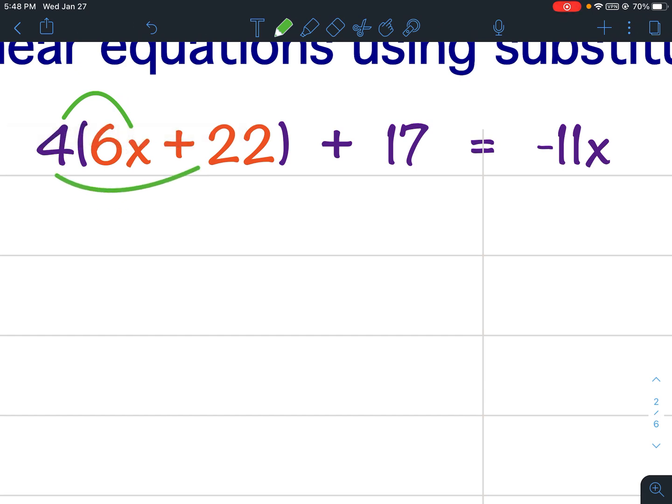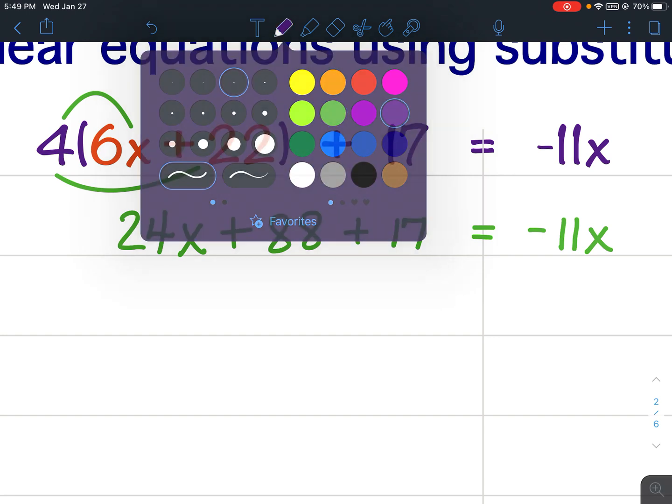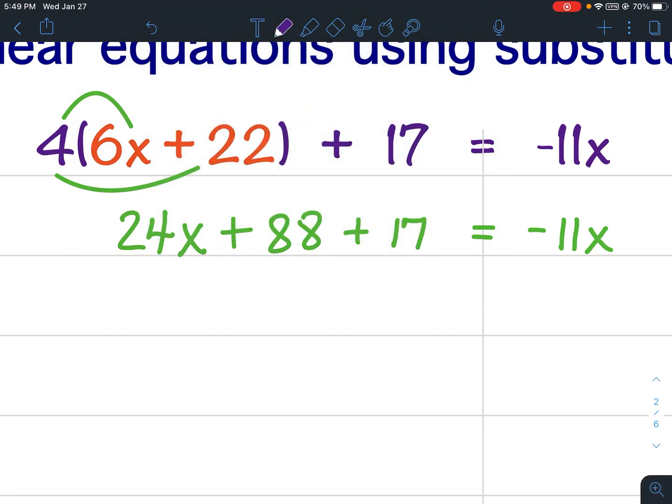So 4 times 6x would be 24x. 4 times 22 would be 88. Bring down the 17, bring down the equals, bring down the negative 11x. Next, we're going to combine like terms.